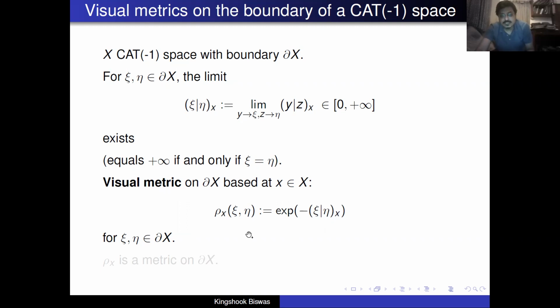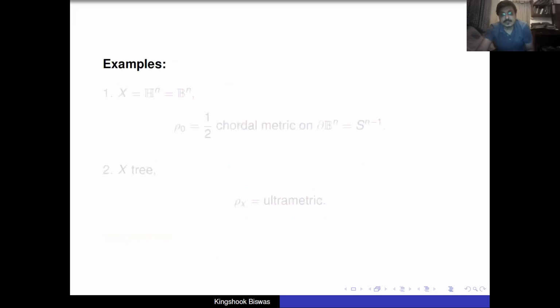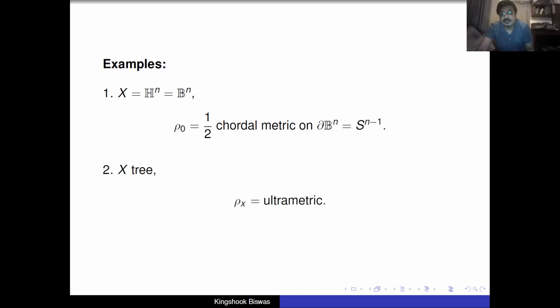Bourdon showed that this is a metric. One has to verify the triangle inequality, and for a CAT(-1) space, this satisfies the triangle inequality. For example, if you take X to be the real hyperbolic space H^n, in the unit ball model B^n, and you take the visual metric with respect to the origin, rho naught, then this turns out to be just half times the chordal metric on the boundary of the ball, which is the (n-1)-sphere. So the visual metric you can think of as a generalization of the chordal metric on the boundary of the hyperbolic unit ball. And if X is a tree, then this visual metric is an ultrametric.